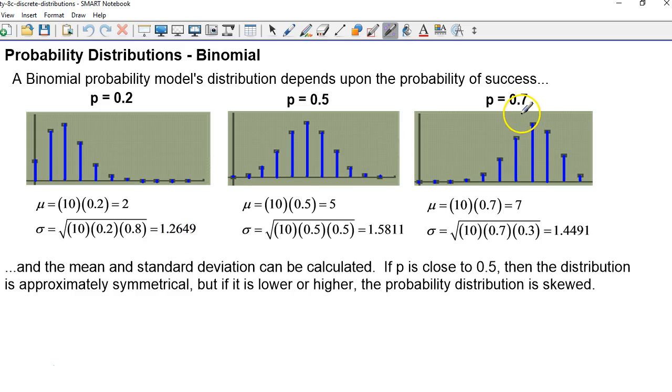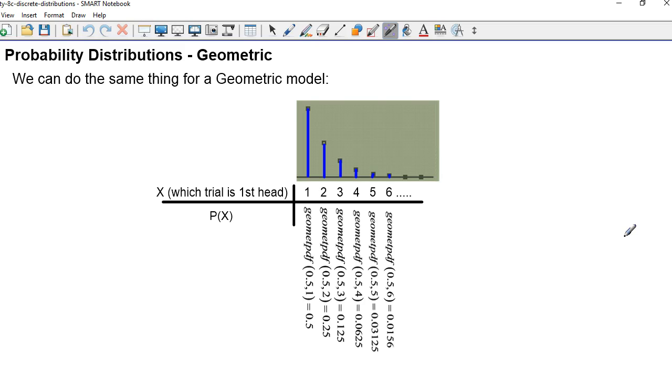If the probability value were high, say the p-value was 0.7, then this would have a central tendency, a mean value of 7, and it would have a skewed left distribution where the tail is off to the left to lower value numbers. So the symmetry depends on the probability value, and that's what the distribution of a binomial model looks like. Okay, let's do the same thing for a geometric model.